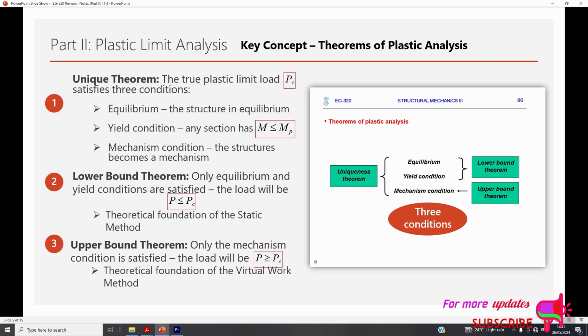Upper bound theorem. Only the mechanism condition is satisfied. The load P is greater than or equal to P critical. That is the theoretical foundation for the virtual work method. That is the upper bound theorem. So these theorems of plastic analysis can be shown in this diagram.